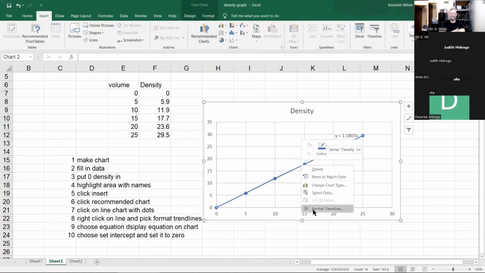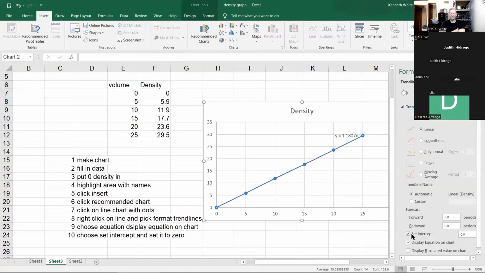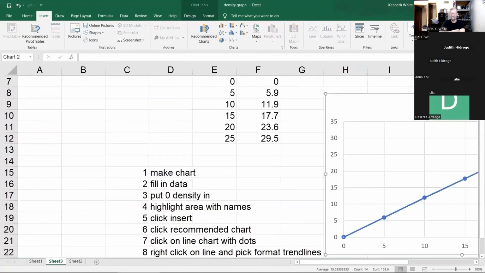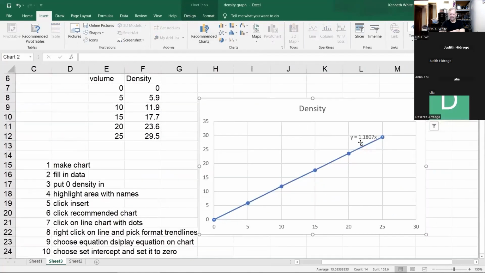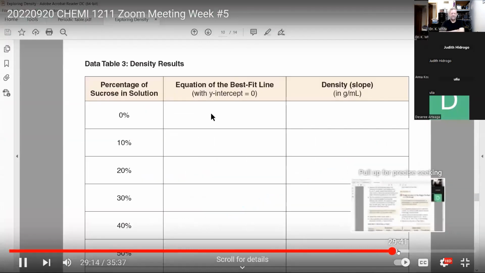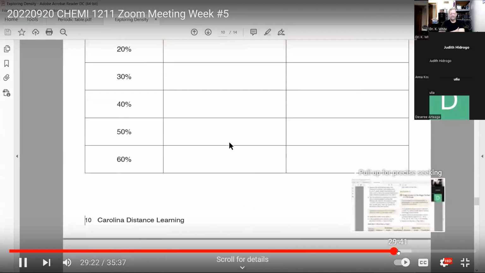Then where it says format trend line, click on set intercept to zero, display equation on chart. Let me make it larger so you can see it. Y equals 1.1807x, that number is your density. For each one, you don't have to put the equation in, just put the density, which is the slope. It even says that.